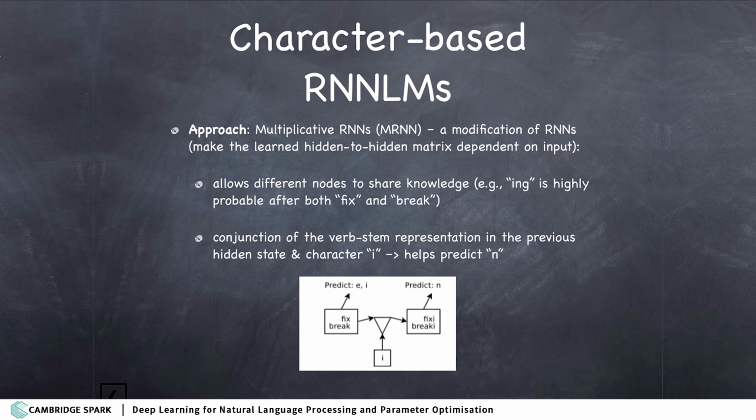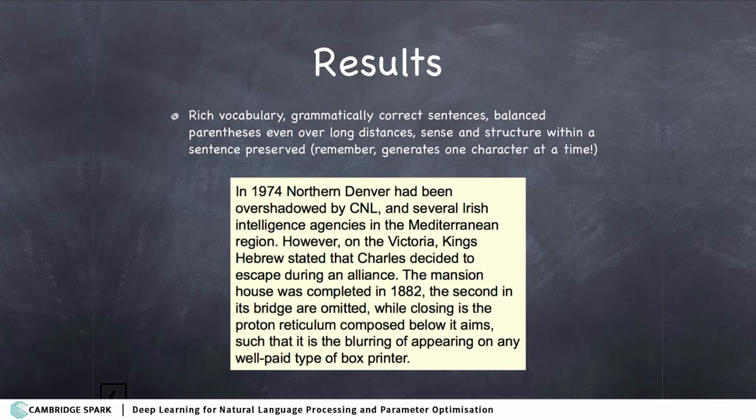For example, we know that the ending ink is quite probable after both fix and break. So what we want to do is share the representation of both these starts of words in the system. And then if the system says that the next possible character is I, it would with high probability predict the next character as N. What they showed is that the conjunction of those two things in their system, the start of the words and the shared information between those starts and the next character, produces with higher probability the more likely continuation of the words. So this is the output.